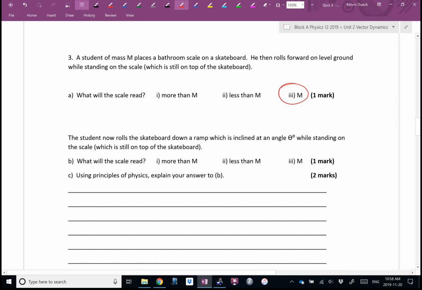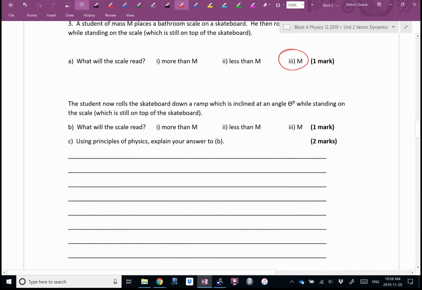Okay. The student now rolls the skateboard down a ramp, which is inclined at an angle theta, while standing on the scale, which is still on top of the skateboard. What will the scale read now? What happens to the normal force as the angle increases? Bigger, smaller, or stays the same? That's really what this is asking.